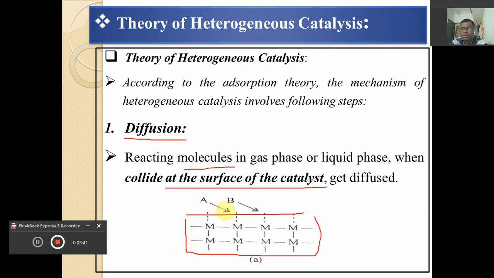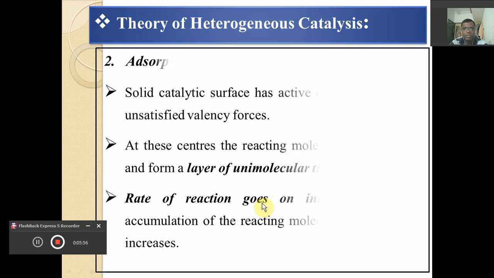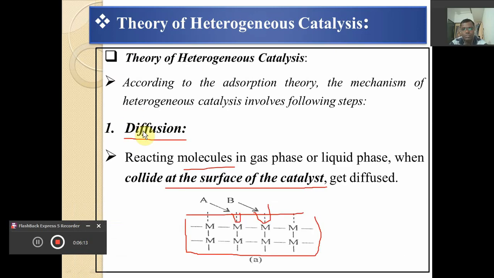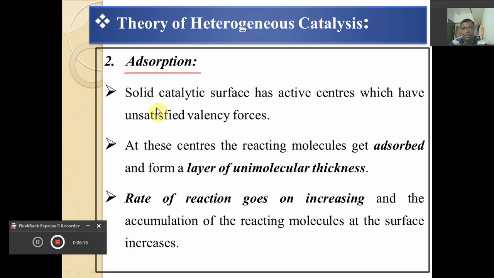Once these collide with the surface of the catalyst, the reactant gas molecules will get diffused at this free valency center, which is the active site for the reaction of the reactant molecule. And once this gets diffused, this diffusion is called the adsorption. So this is very important. Once the molecules get diffused, they get adsorbed. So this is the diffusion, and the second step is called the adsorption.